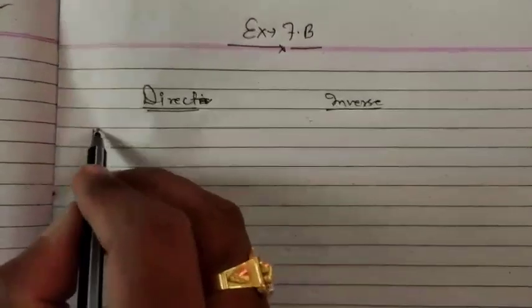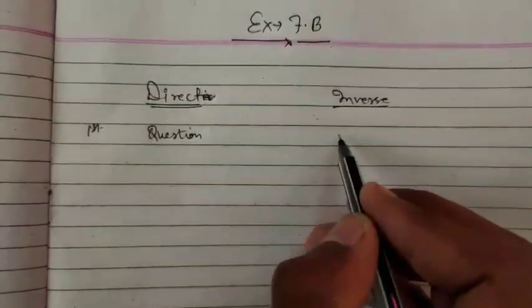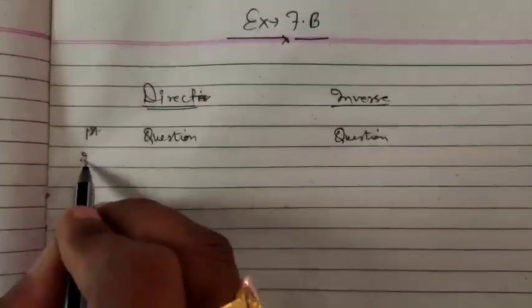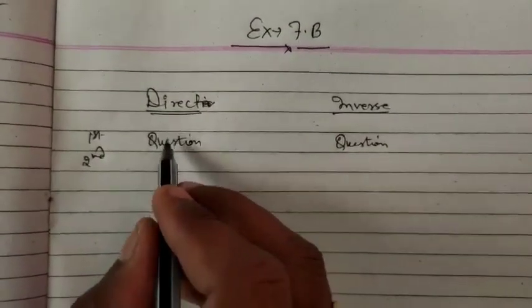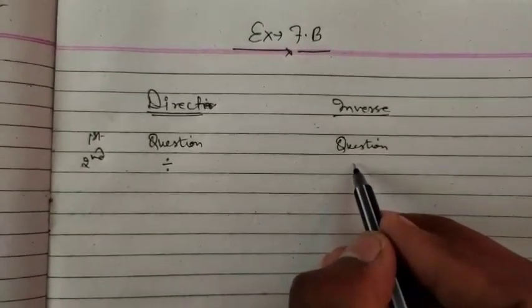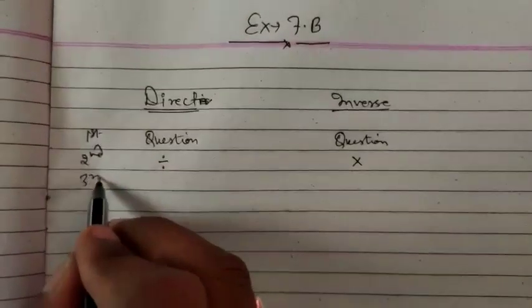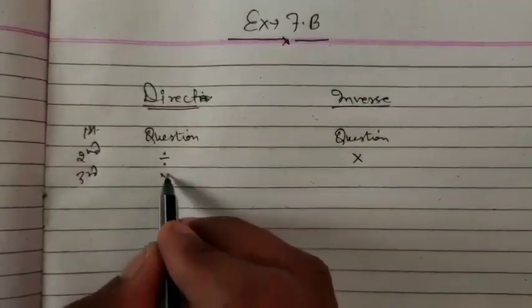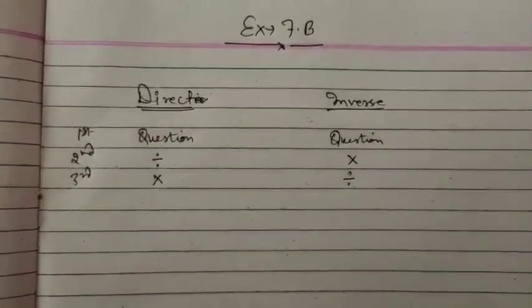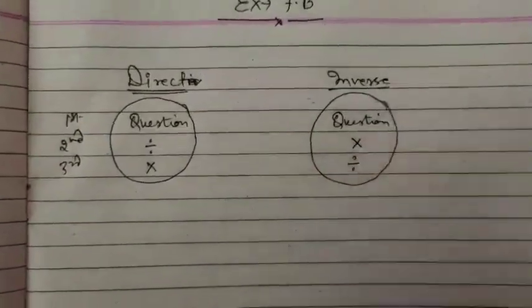As we know, the first step is given in the question, that means we have to take it from the question in both cases. The second step in direct variation is to divide, while the second step in inverse variation is to multiply. The third step in direct variation is to multiply, and the third step in inverse variation is to divide. With these two concepts we have to solve the question.